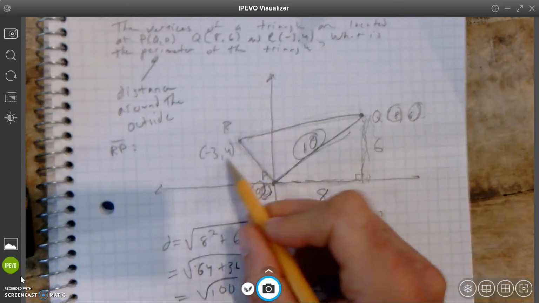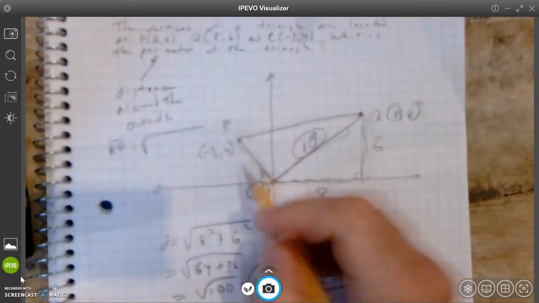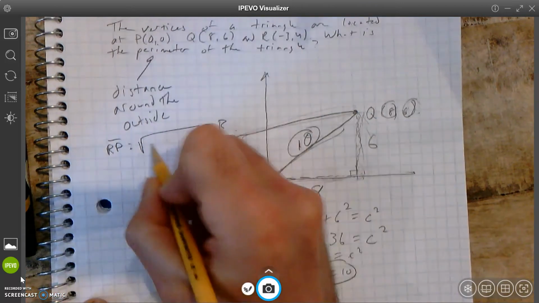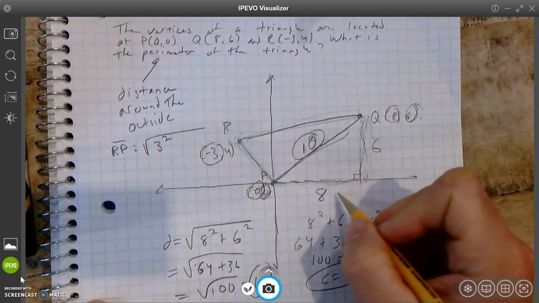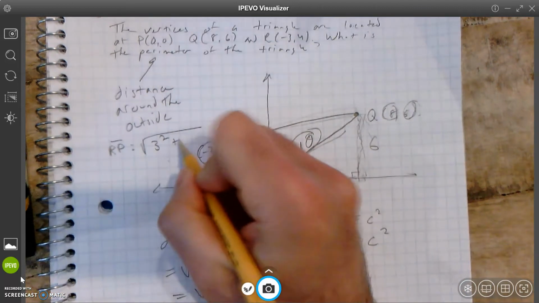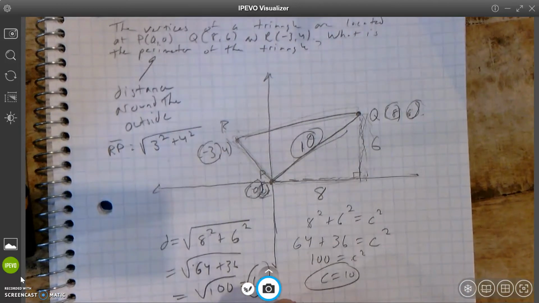So that's going to be the square root of the distance of the x's. Negative 3 and 0, how far are they apart? Yeah, that would be 3 spaces apart. And then 0 and 4, how far are they apart? Yeah, that would be 4 spaces apart.